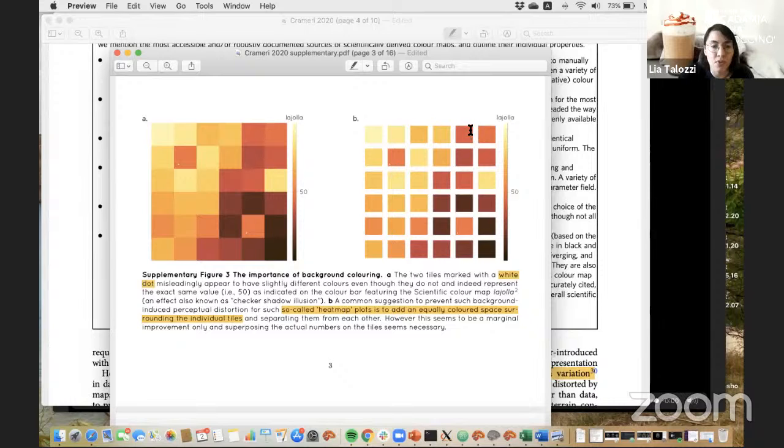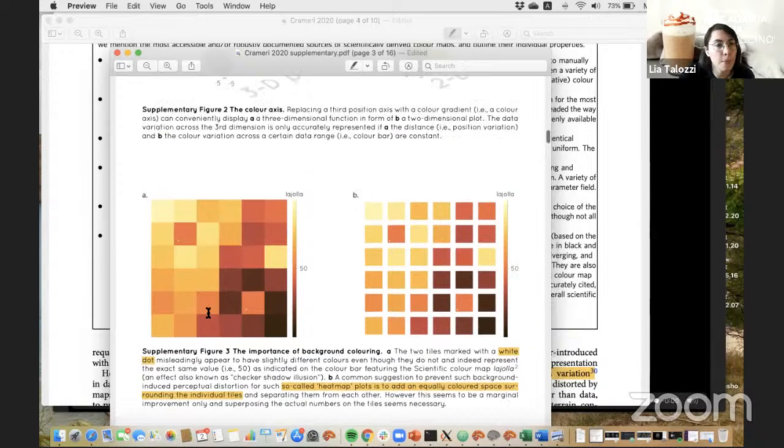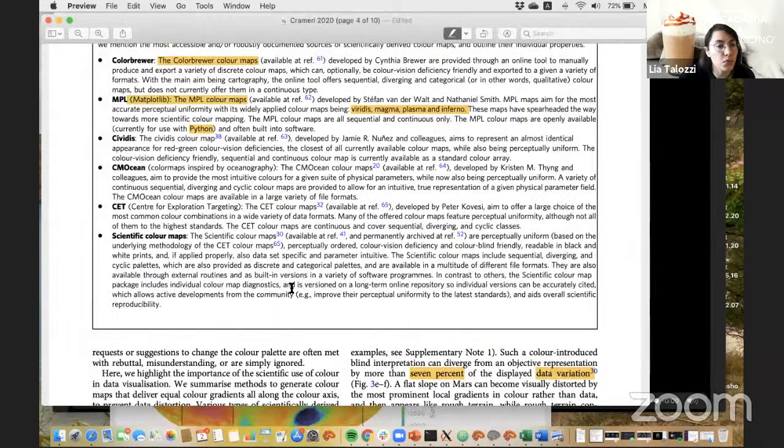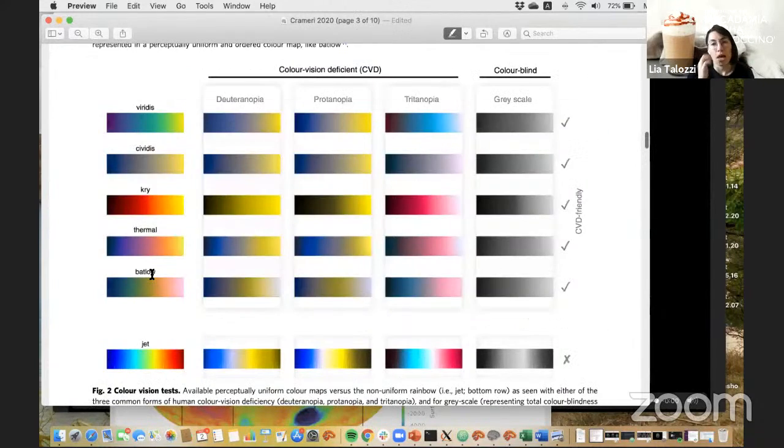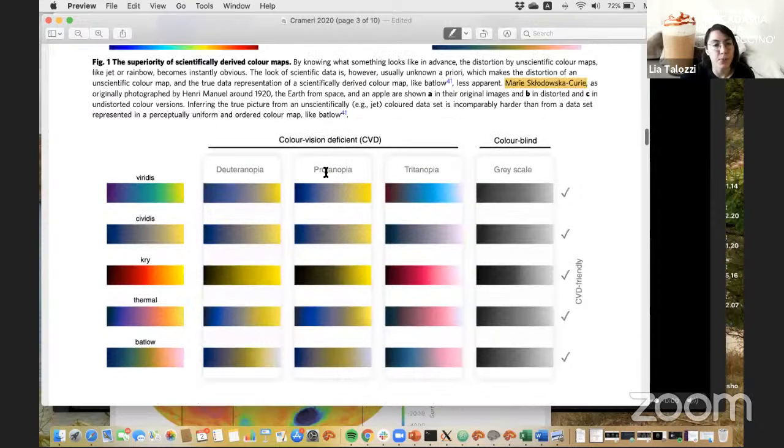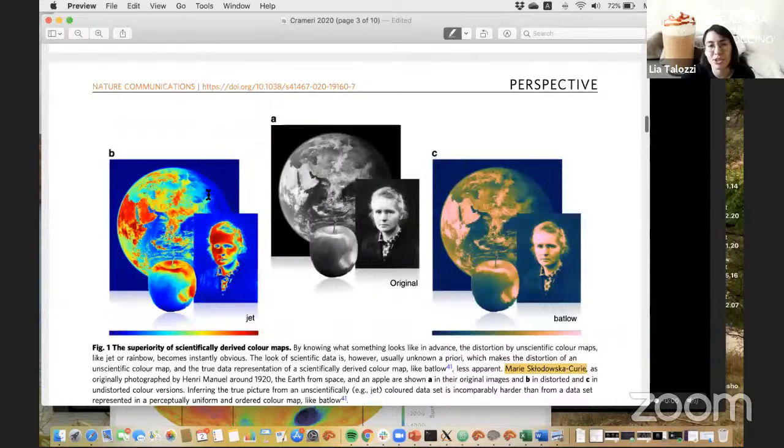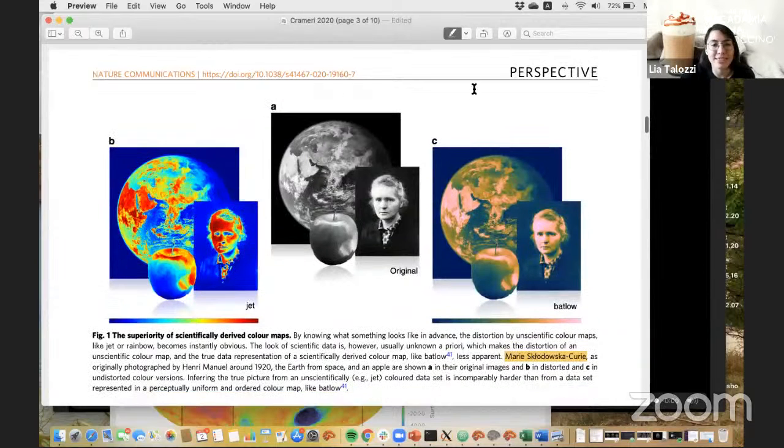And you also have many other examples. And here are the software and color maps that you can use, here are some examples. And yes, this was the paper. You also have an image of Marie Curie translated with a rainbow color map and another color map with uniform gradients. And you can see how the details are different here than in the other color maps. So different colors, but a fair representation of the original data.